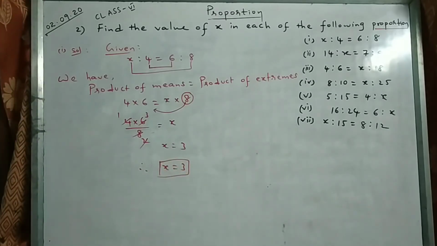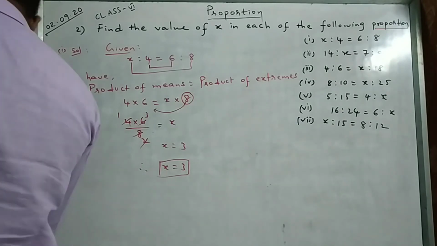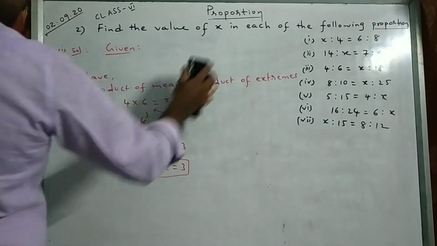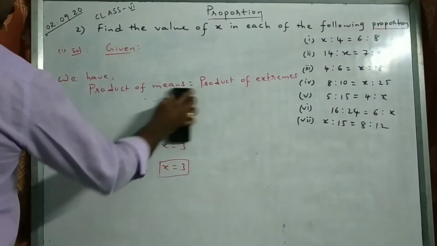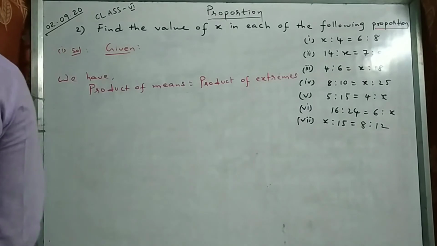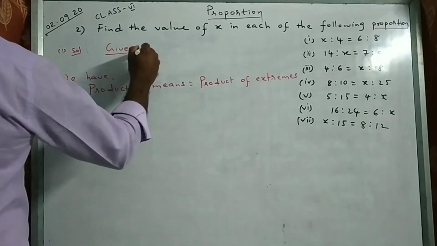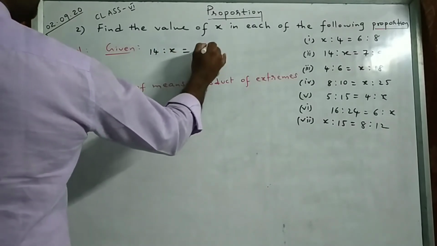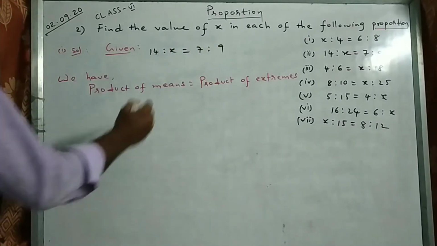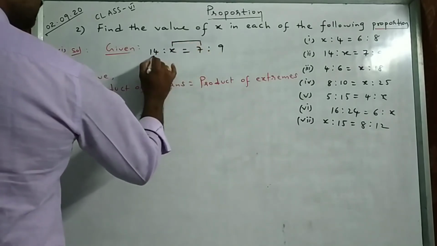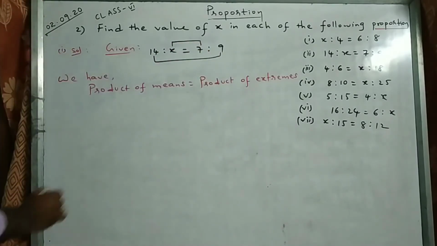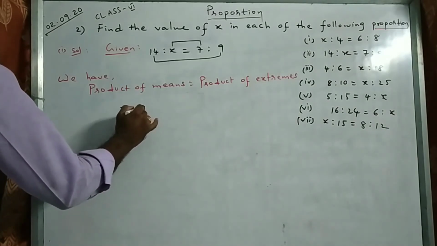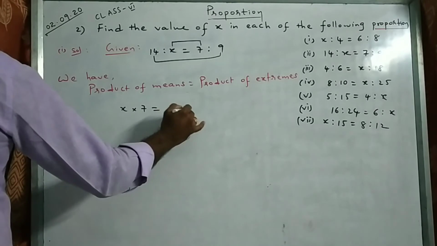So this is the way we have to calculate. Okay, next one we will see. Simple, same procedure. Next one, 14 is to x equal to 7 is to 9. Now what are the means here? x and 7, extremes 14 and 9. So product of means: x into 7 equal to 14 into 9.